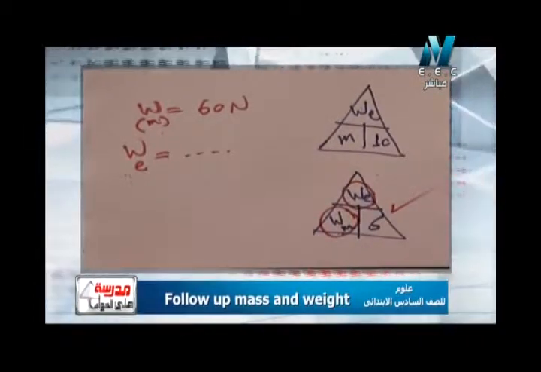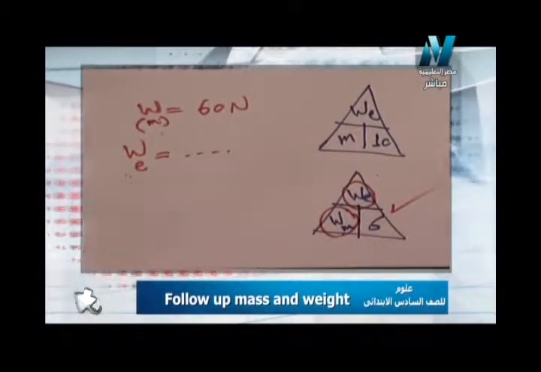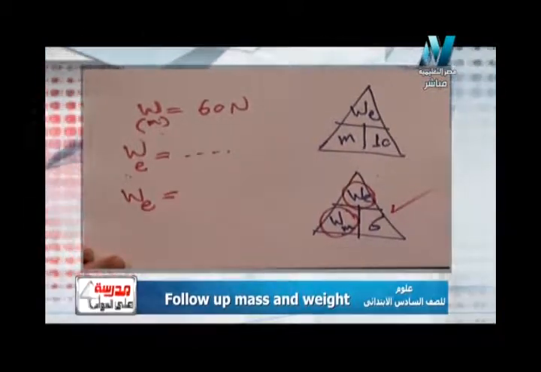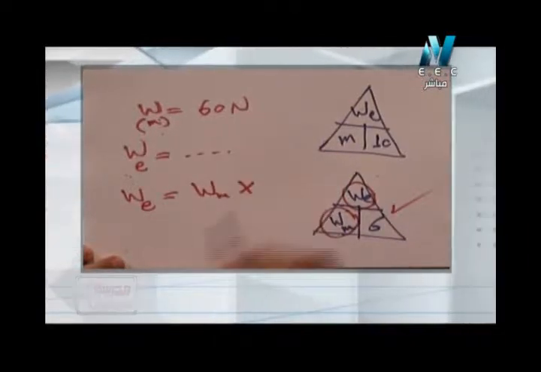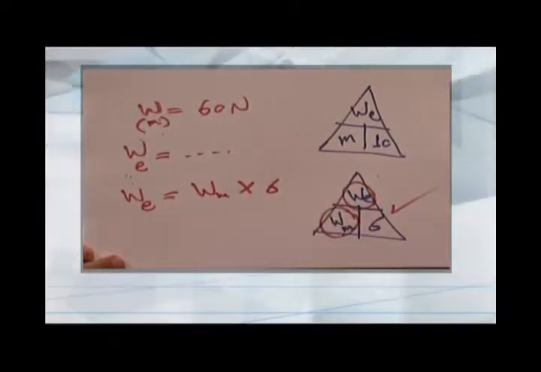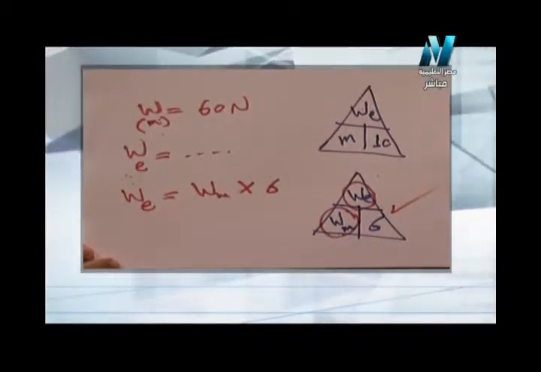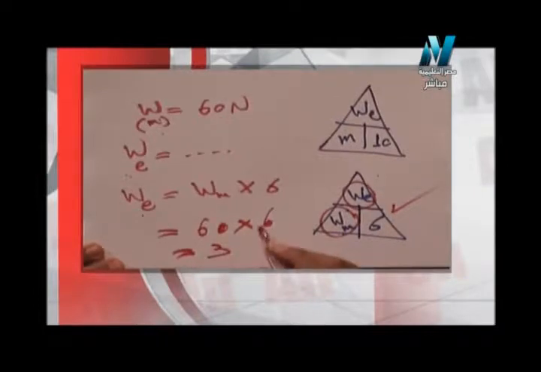So it is very important that I know which rule I use. So here I want the weight on the earth, which equals the weight on the moon by 6. So if I want the weight on the earth, it will equal the weight on the moon by 6. So look here, the weight on the moon, 60, by 6 equals what? Equals 360. 360 what? It's 360 Newton. Again, why Newton? Because we practice more and more, the weight is measured by Newton.